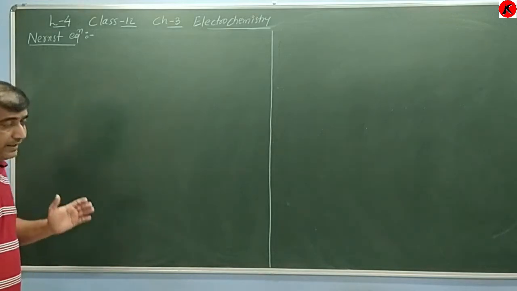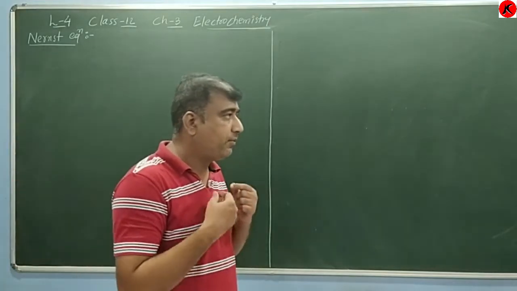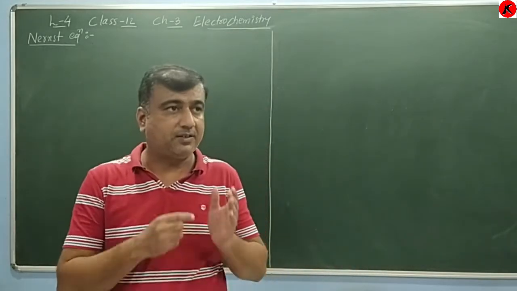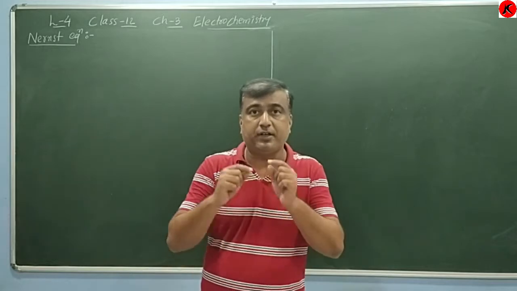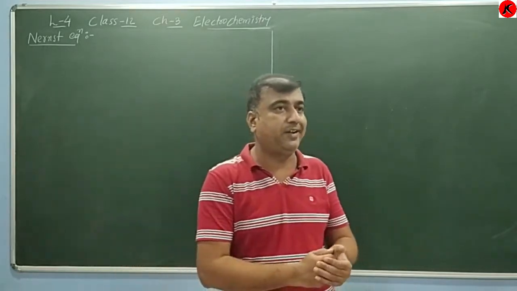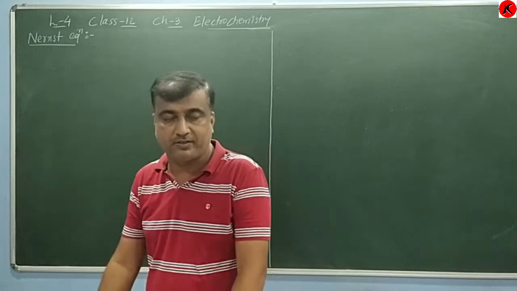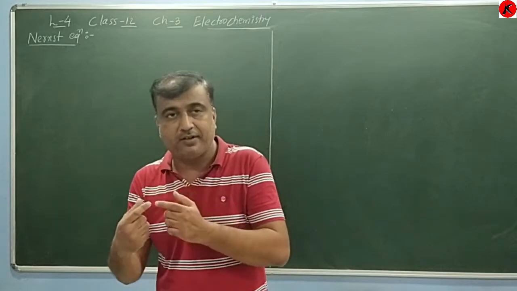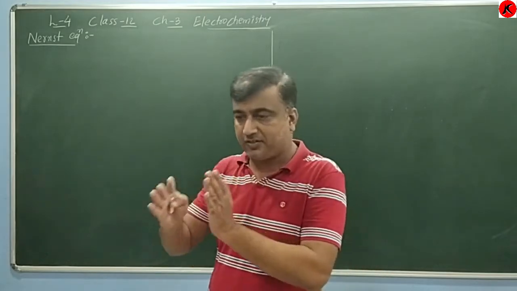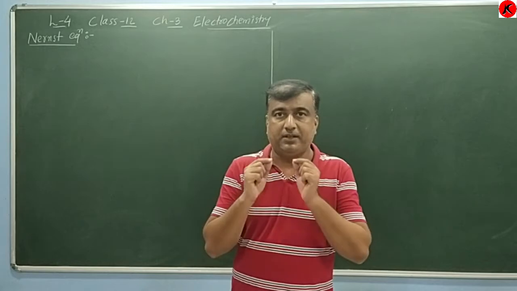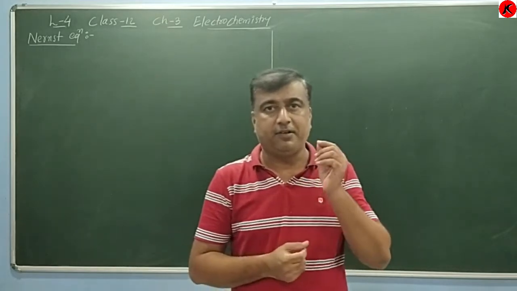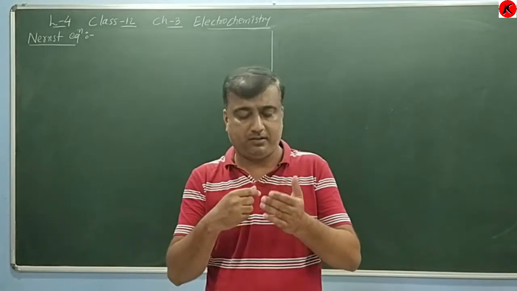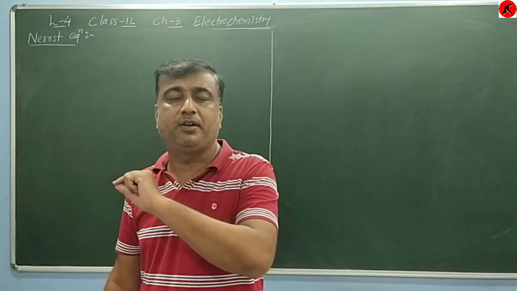Now, how to write the Nernst equation? Before writing the Nernst equation, what do we mean by the Nernst equation? It gives the effect of concentration and temperature on electrode potential. When we talk about standard electrode potential, otherwise standard cell potential, it is under standard conditions. That means the temperature is 298 Kelvin, pressure is 1 bar, and concentration is 1 molar.